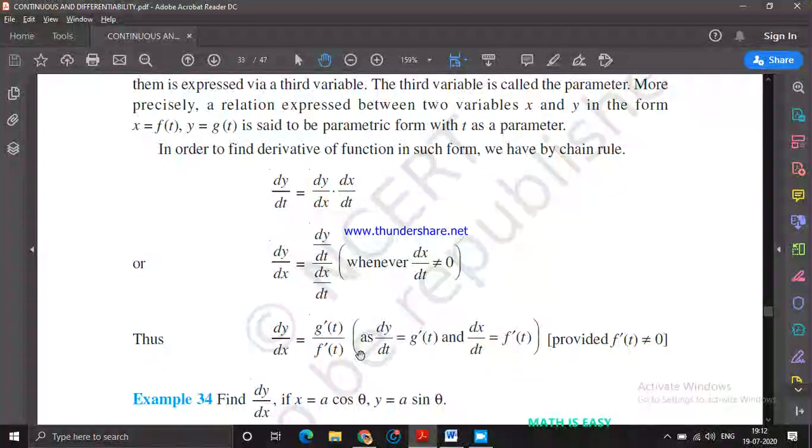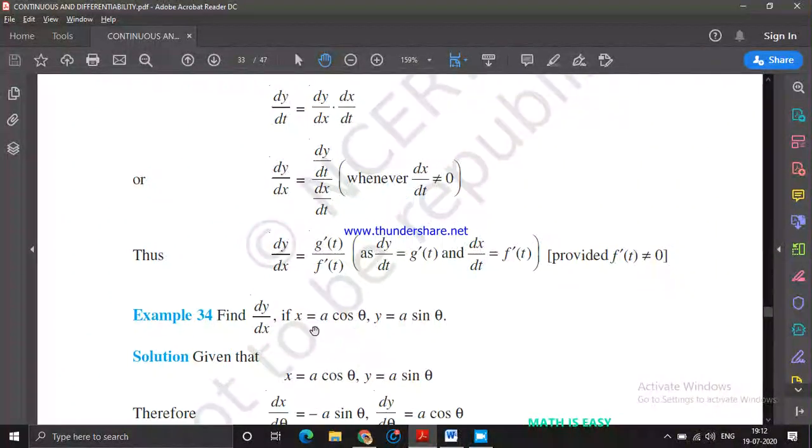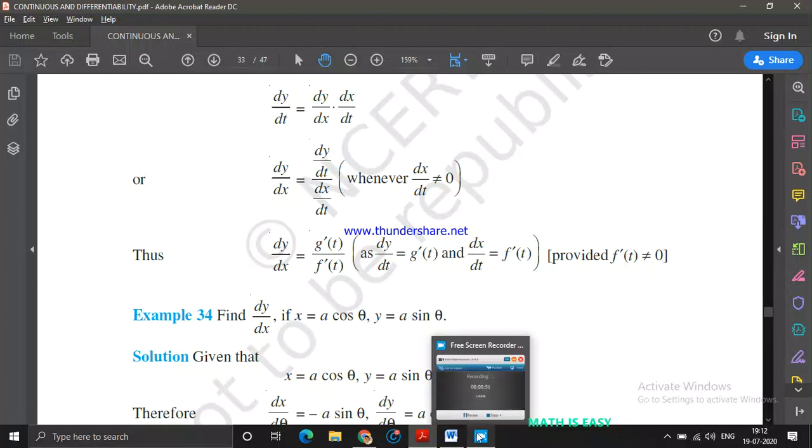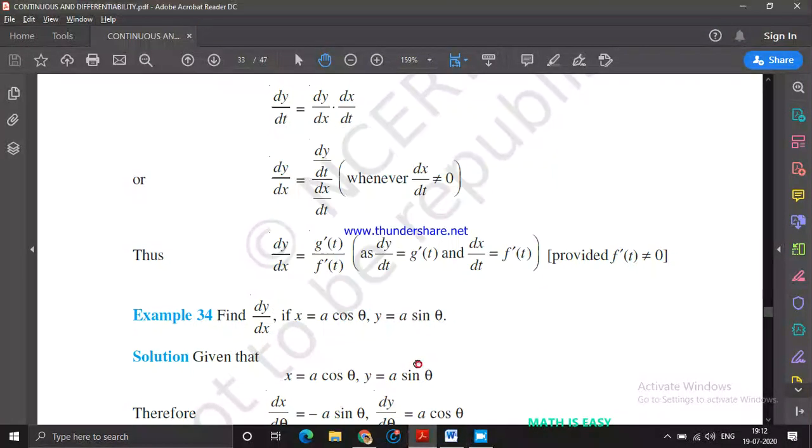For example, x equals a cos theta, y equals a sin theta, and you have to find dy by dx. So x is a function of theta and y is also a function of theta. Then I have to find dy by dx. Here it's neither an implicit function nor an explicit function.